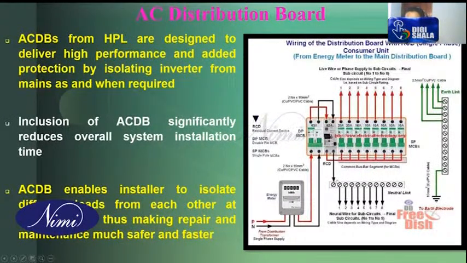The neutral is taken to this neutral link. From here the neutral wires are going, and like this an earth link is also there. Earth is also another protection. So this is the detailed wiring diagram of an AC distribution board.